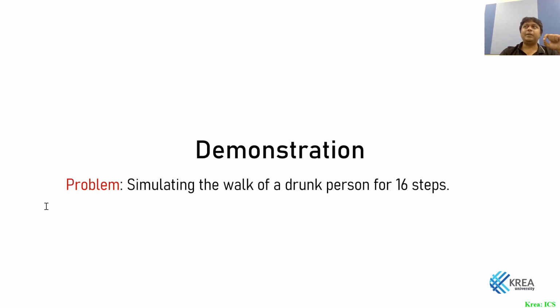So now what happens when a drunk person walks is that you don't know whether this drunk person is going to go right or left or straight or behind. In fact, the drunk person themselves need not necessarily know where they're going next. So what we use here is for loops along with the random functions that we previously encountered and conditionals to simulate this walk of a drunk person for 16 steps.